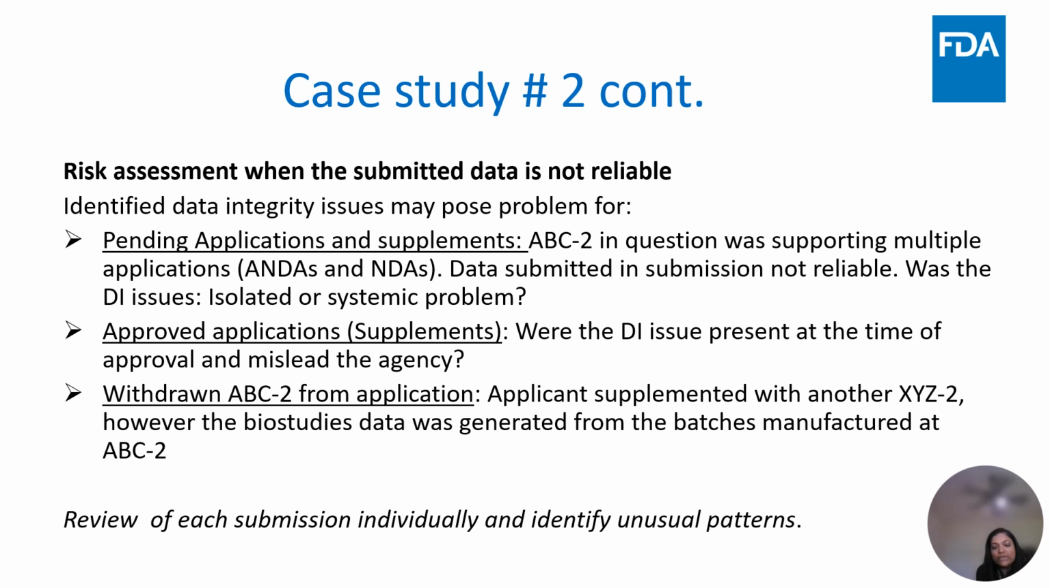And we always had doubts and questions that the data submitted in the submissions are not reliable. So was the DI issue systemic or isolated, because it was affecting multiple applications, and approved applications, including some supplements where the DI issues were present at the time of manufacturing when we approved them, and the agency was misled? The applicant proposed to withdraw the drug product manufacturing site ABC2, as the site has data integrity issues, and proposed a new drug product manufacturing site.